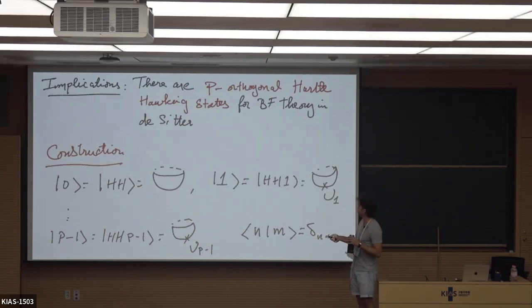Okay, you can make p of these states. So 0 is but one of many of these Hartle-Hawking states. But I can insert U1 here. It's a state with Z_p charge 1. This is a state with Z_p charge 0. And then I can insert up to U_{p-1}. These are p independent Hartle-Hawking states. They're distinguished by their Z_p charge, and they're orthogonal. It's very easy to show that they're orthogonal.